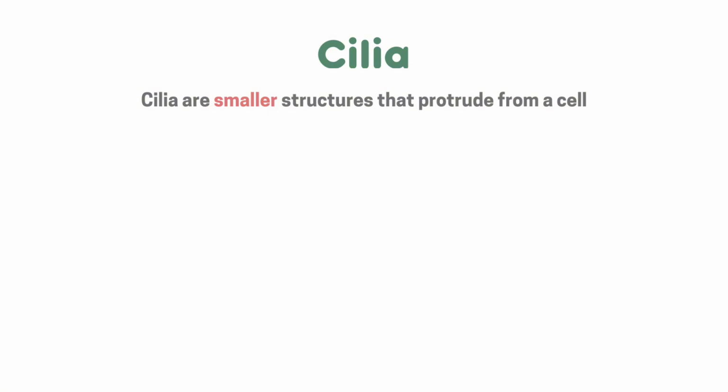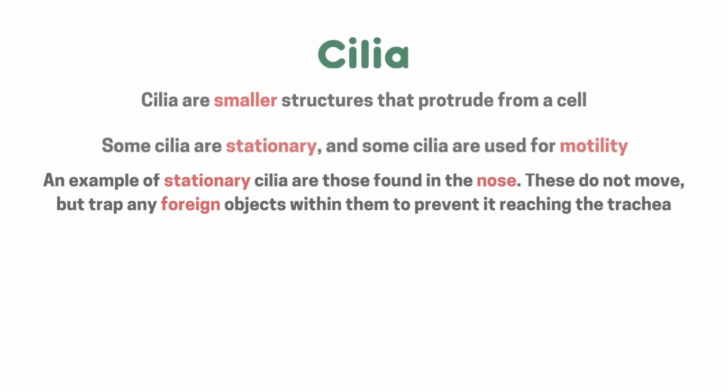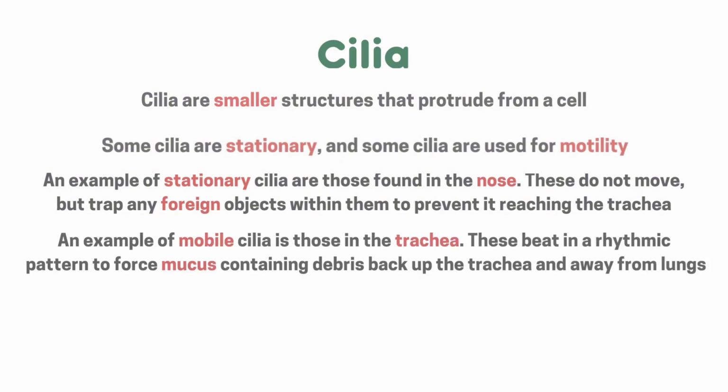And now we're on to cilia. Cilia are smaller structures that protrude from a cell. Some cilia are stationary and some cilia are used for motility. An example of stationary cilia are those found in the nose. These do not move, but trap any foreign objects within them to prevent it reaching the trachea. An example of mobile cilia is those in the trachea. These beat in a rhythmic pattern to force mucus containing debris back up the trachea away from the lungs.